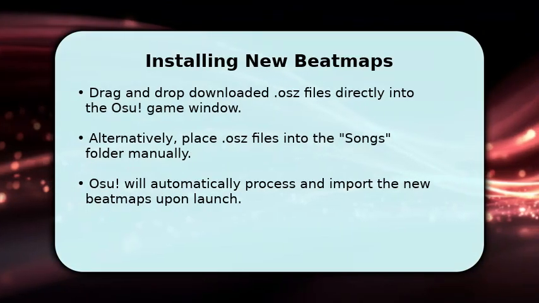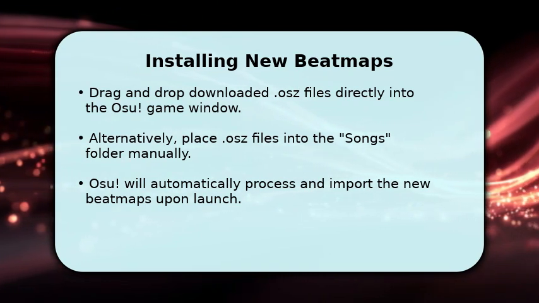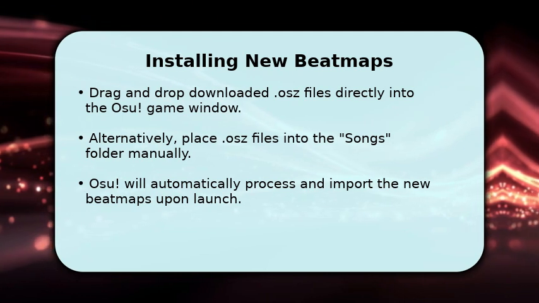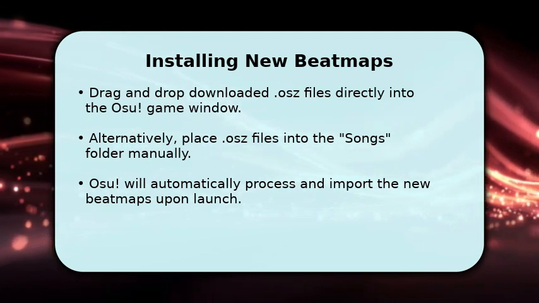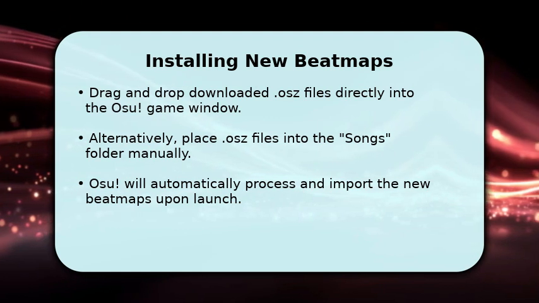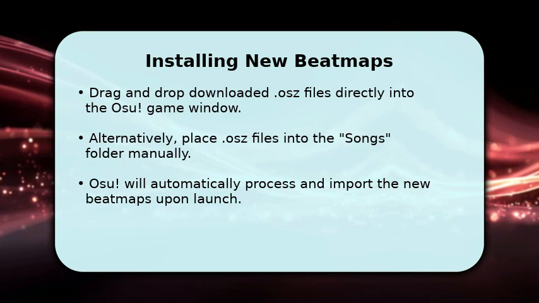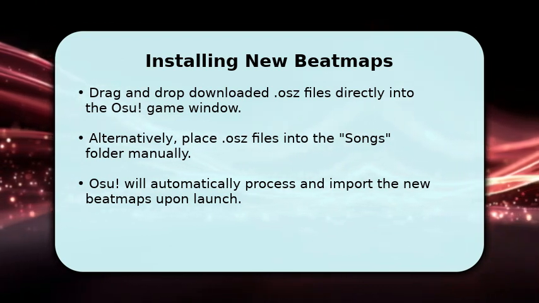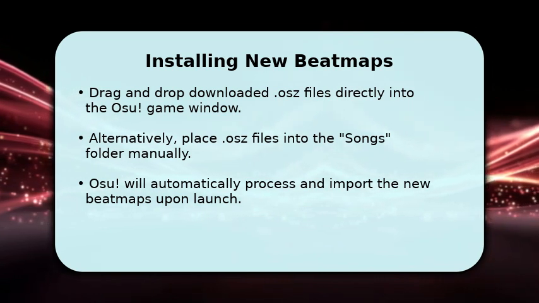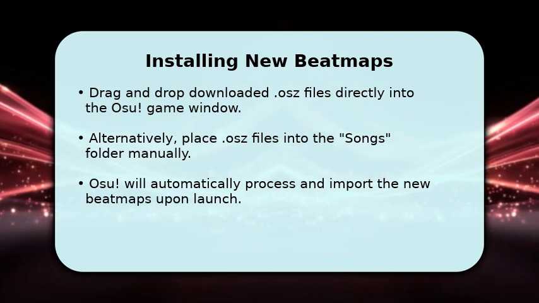After downloading your desired beatmap files, which typically come as AS files, the installation is quite simple. You can either drag and drop these files directly into your running ASU game window, and it will handle the import automatically. Alternatively, you can manually place the AS files into your ASU songs folder. Upon launching or restarting ASU, the game will automatically process and import these new beatmaps for you to enjoy.